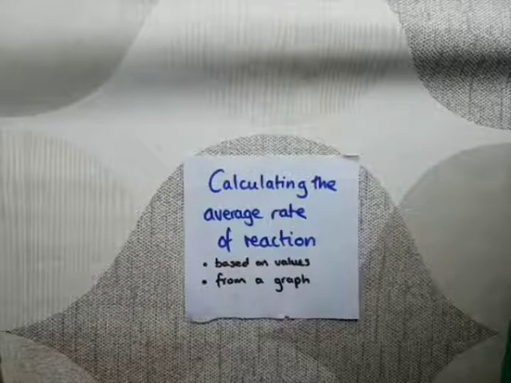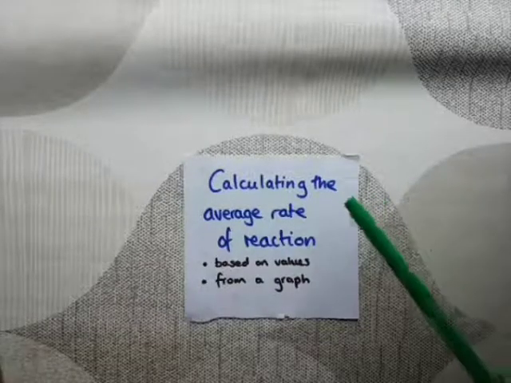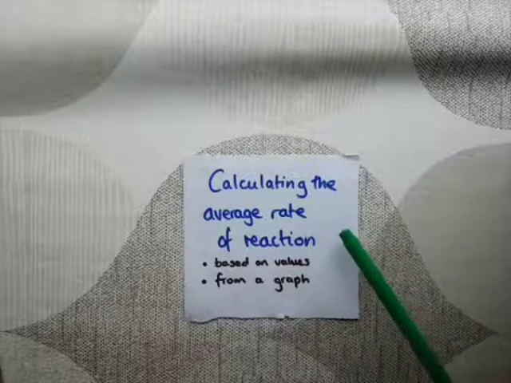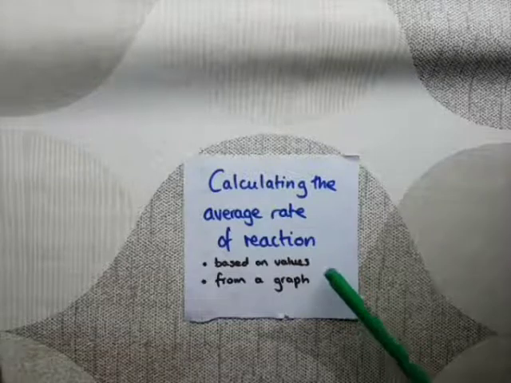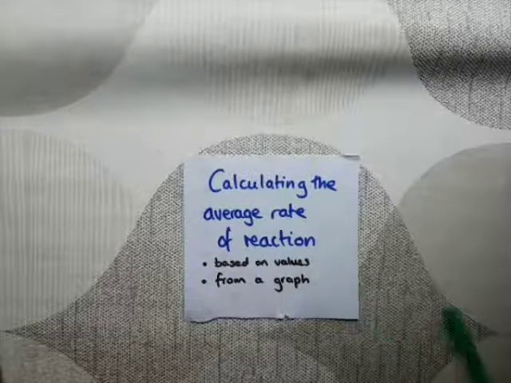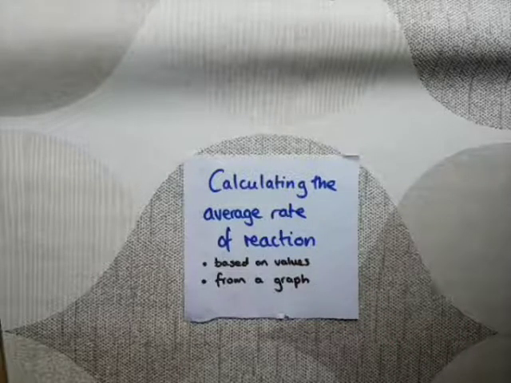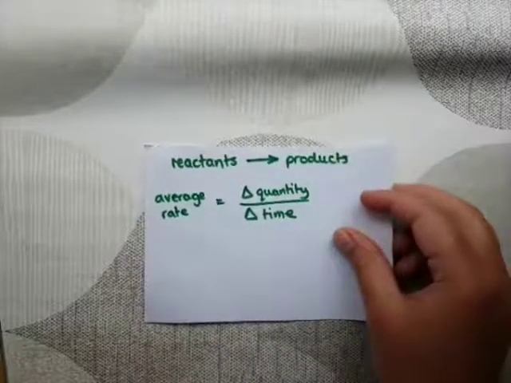Right everyone, so we've done our starter question, now we're going to look at the main bit of the lesson, which is calculating the average rate of reaction. We're going to look at doing this based on just values, some numbers, and we're going to look at how we can do this from a graph. But first of all, a little recap about what we mean by calculating the average rate of a reaction.